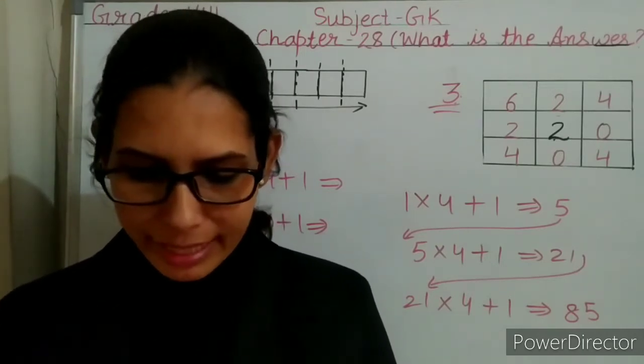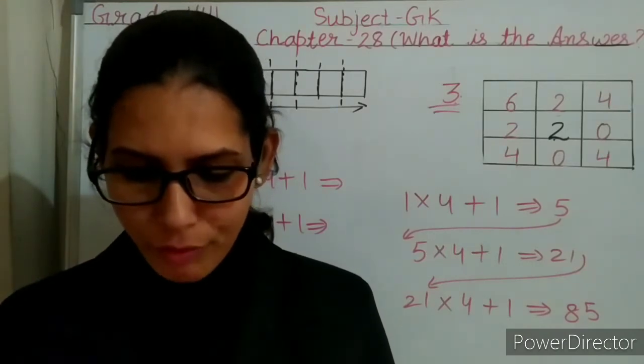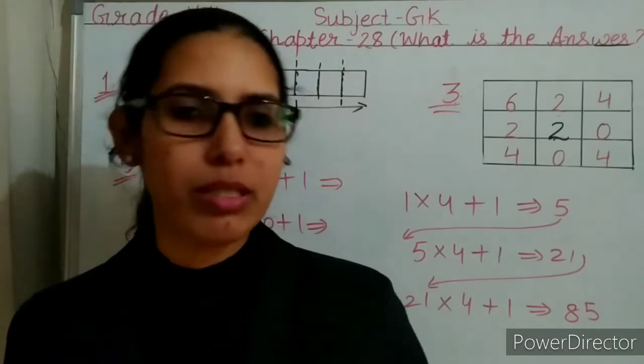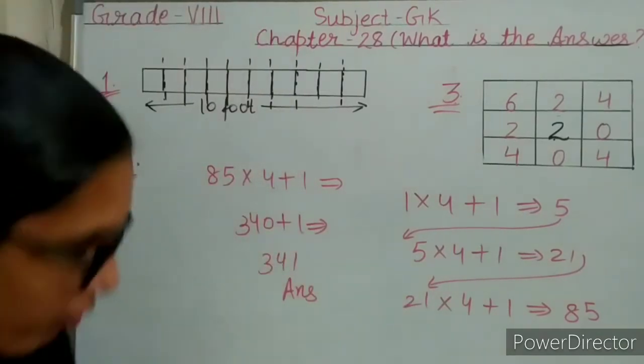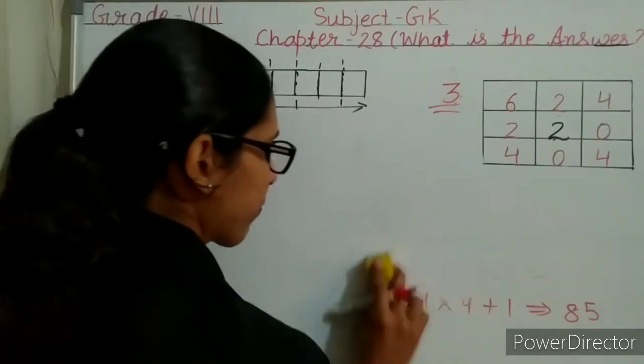Next is a bird has a head 12 centimeter long. The tail is equal to size of the head plus half of the size of the body. The body is the size of head plus tail. How long is the bird? So this we will have to solve.